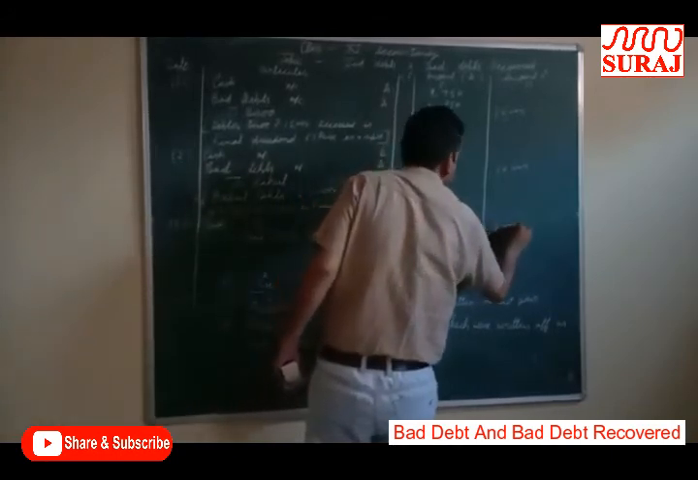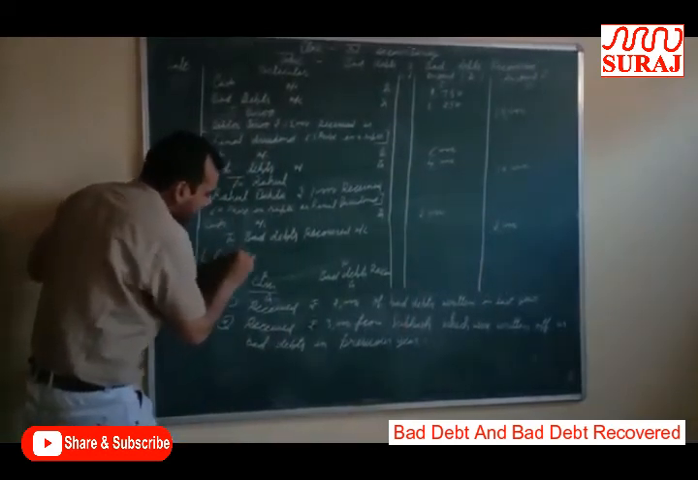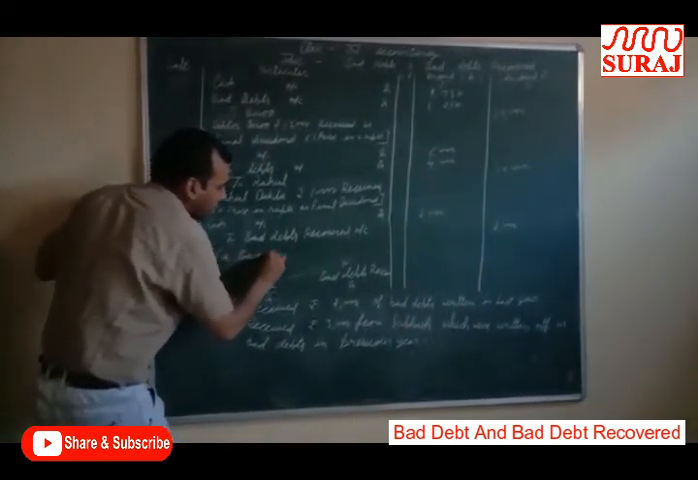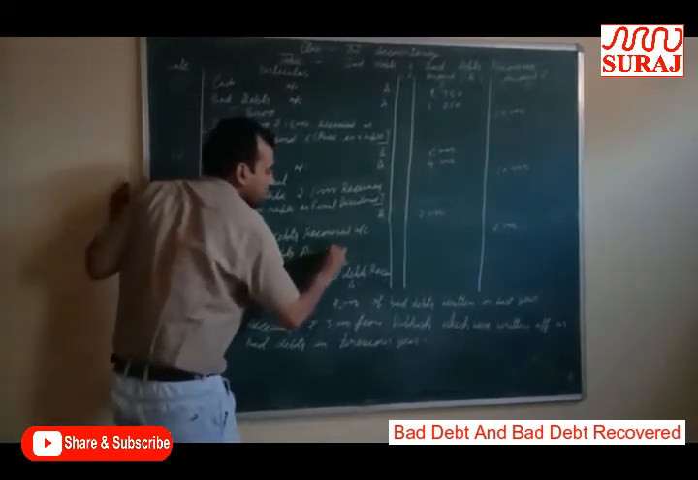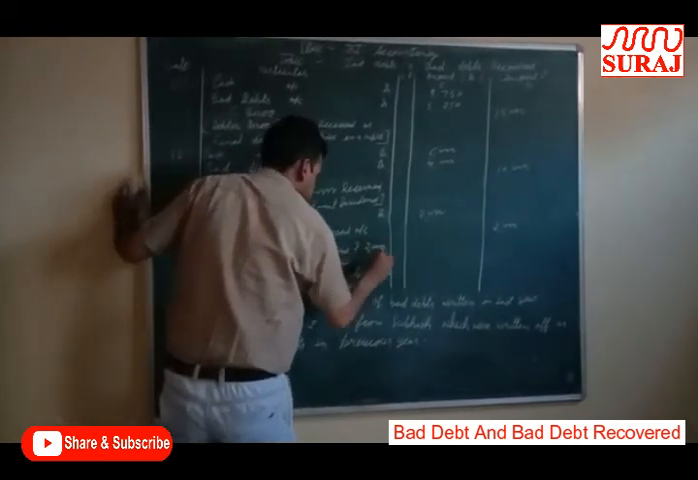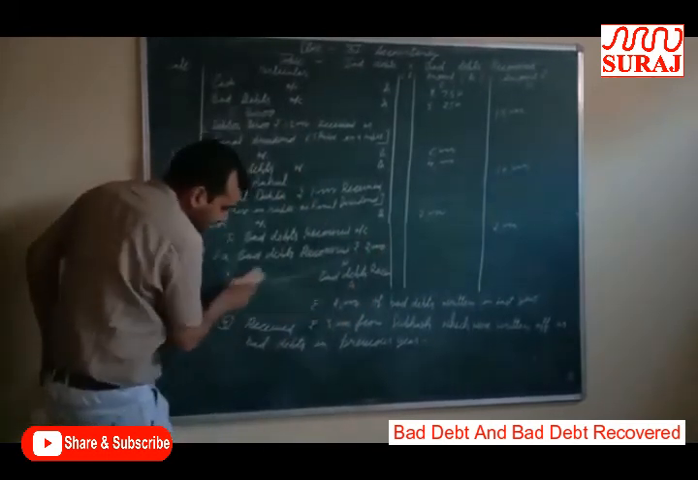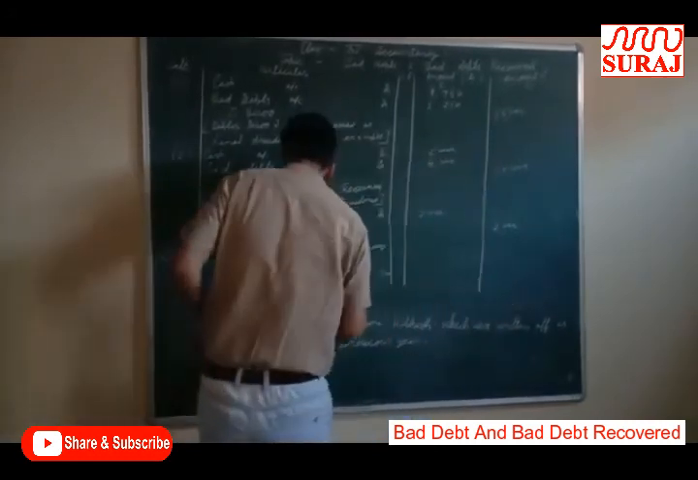Narration: Received bad debts recovered, for bad debts recovered 2,000. Rupees 2,000. Last entry for bad debts recovered.